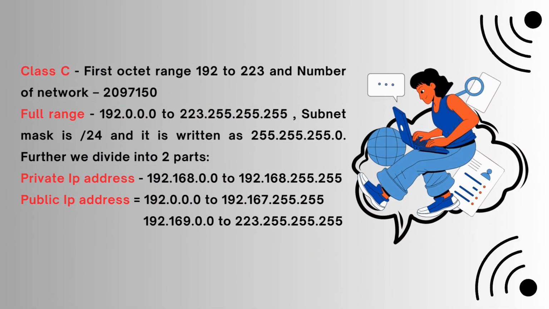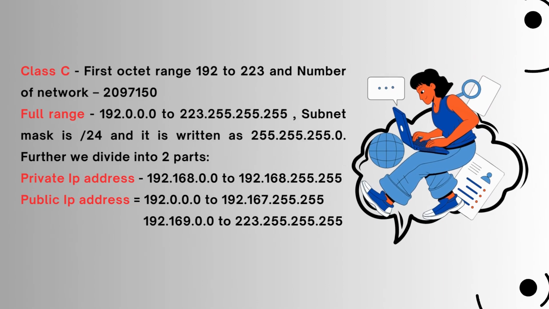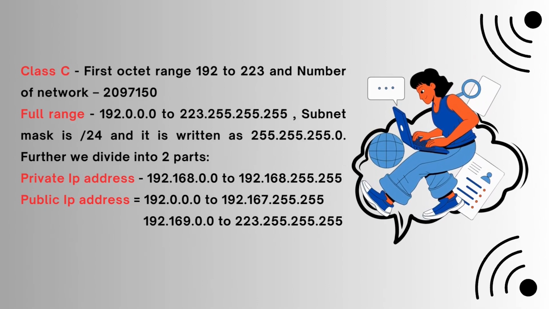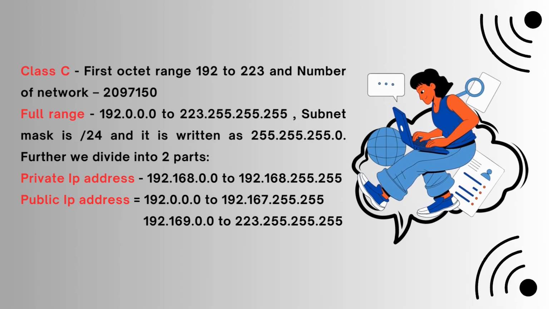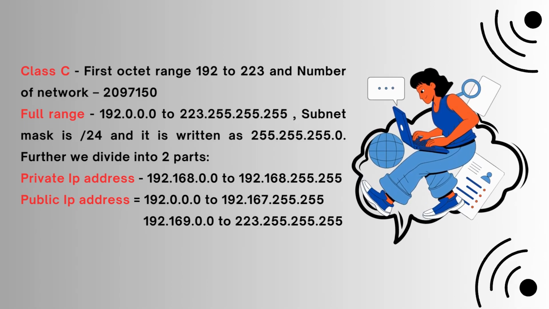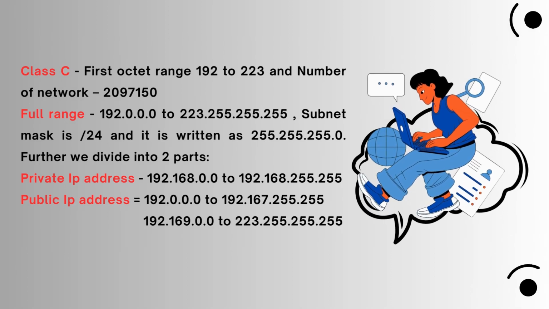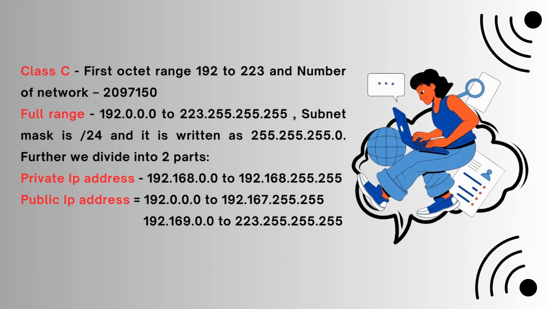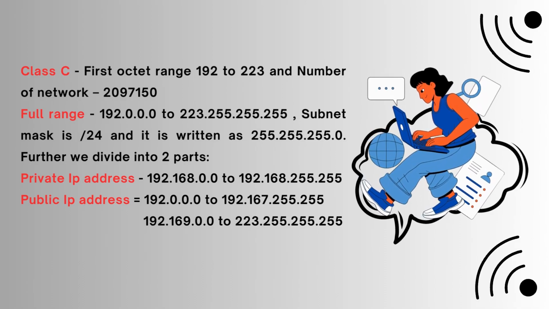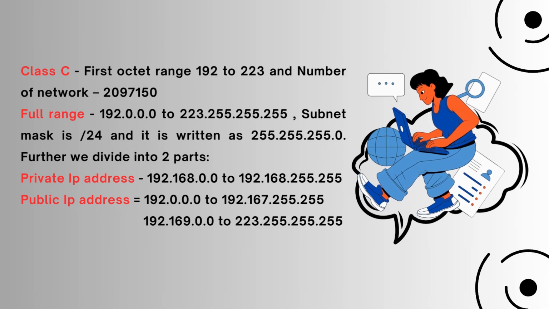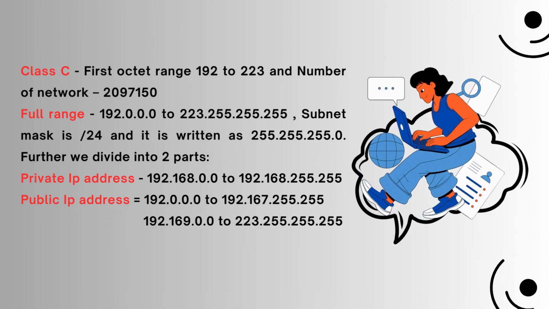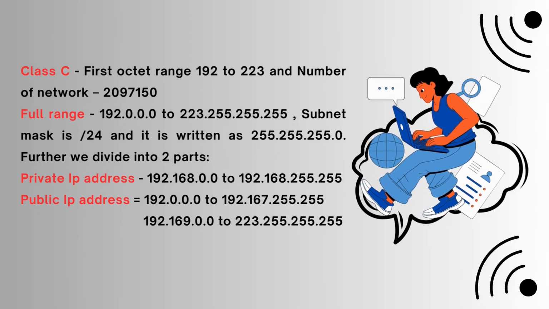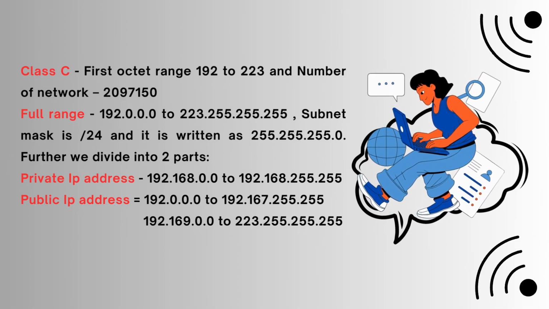Class C, first octet range 192 to 223, and number of networks 2,097,150. Full range, 192.0.0.0 to 223.255.255.255. Subnet mask is /24. Further, it divides into 2 parts. Private IP address, 192.168.0.0 to 192.168.255.255. Same as A and B, except private, all others are public IP addresses.